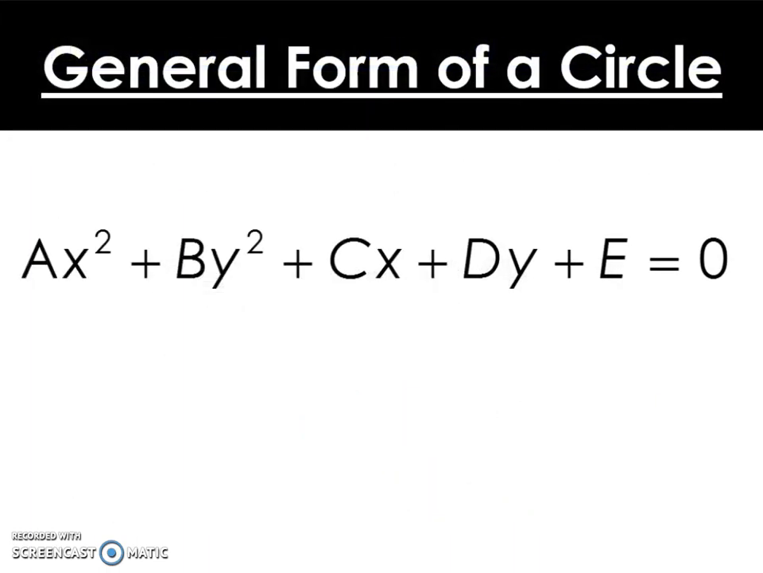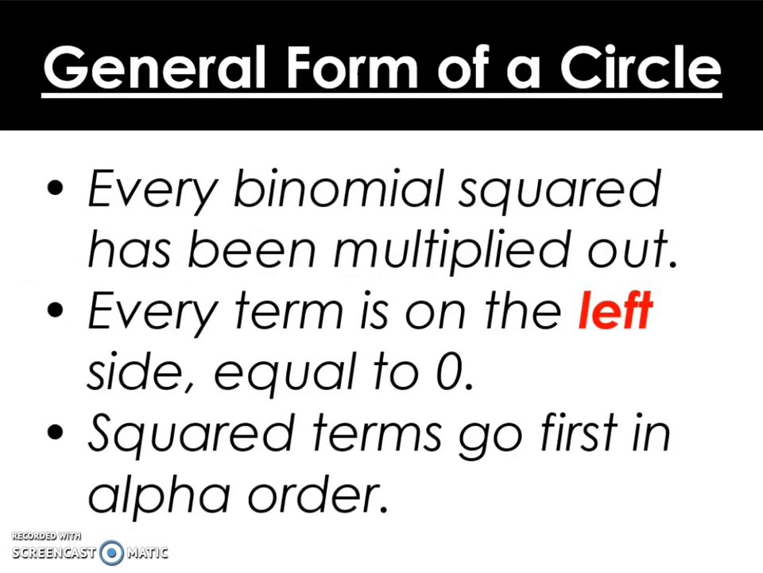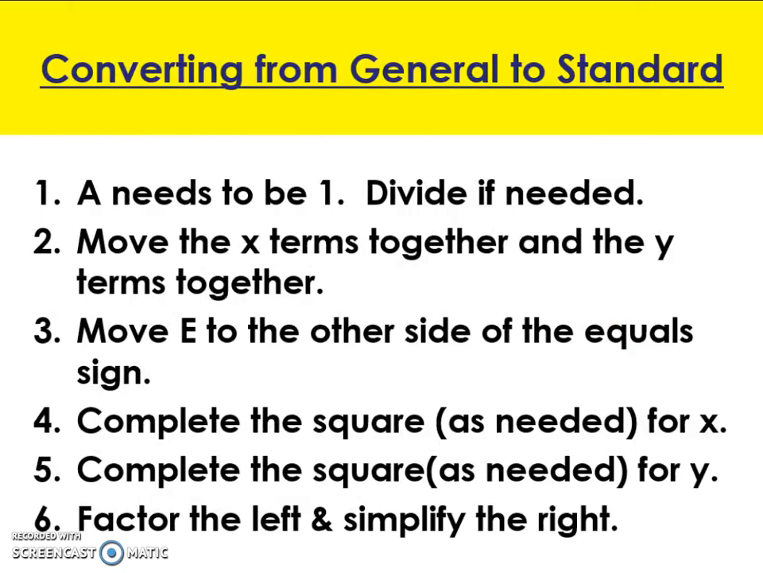So now the general form of the circle is this long thing. It's not as bad as y'all make it out to be. First off, how did we get there? Well, what we did is we took the standard form of a circle, we expanded it, we multiplied it out, we put everything on the left side and equal to 0. Okay, now that's how we got it there. But today we are going to convert from general to standard.